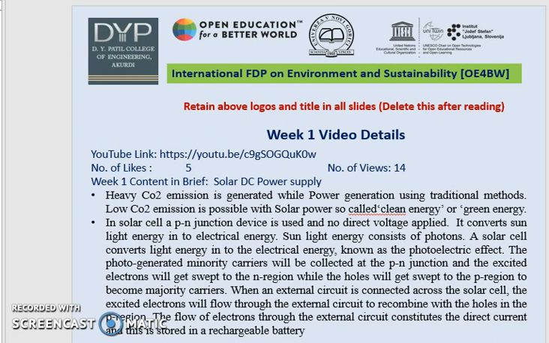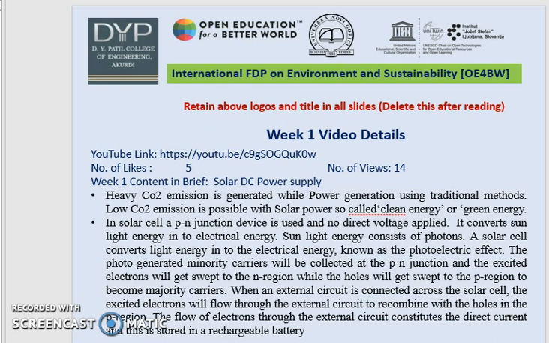We know that sunlight energy consists of photons. A solar cell converts light energy into electrical energy. This effect is known as the photoelectric effect. The photo-generated minority carriers will be collected at the PN junction and excited electrons will get swept to the N region while the holes will get swept to the P region to become majority carriers.